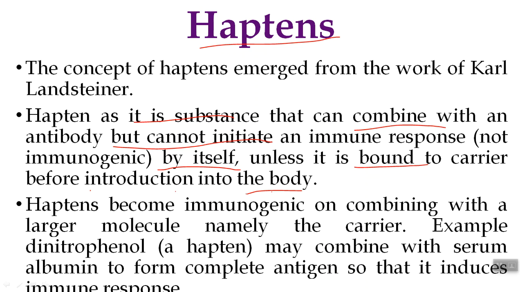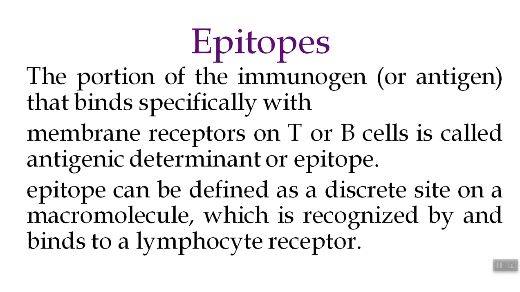Next we will move on to the term epitope or antigenic determinant. Epitope is the portion of the immunogen or the antigen that binds specifically with the membrane receptors on T lymphocytes or B lymphocytes. So it's a portion of the foreign substance that interacts with the receptors on the T and B cell. It is called the epitope, or otherwise named an antigenic determinant.